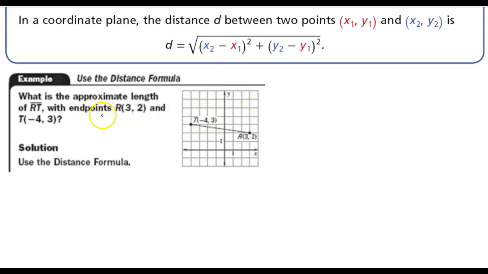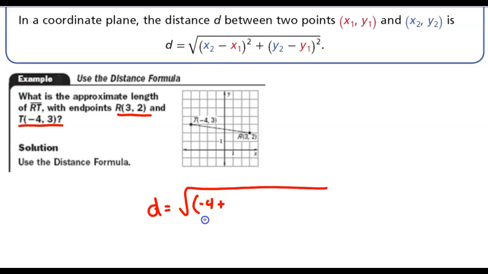We take our x values. So here's our first ordered pair. Here's our second ordered pair. We plug them into the distance formula. D equals the square root of x2. x2 is negative 4, minus x1, which is 3, and we square that. Plus, we take our y2, 3, minus our y1, which is 2, and we square that.